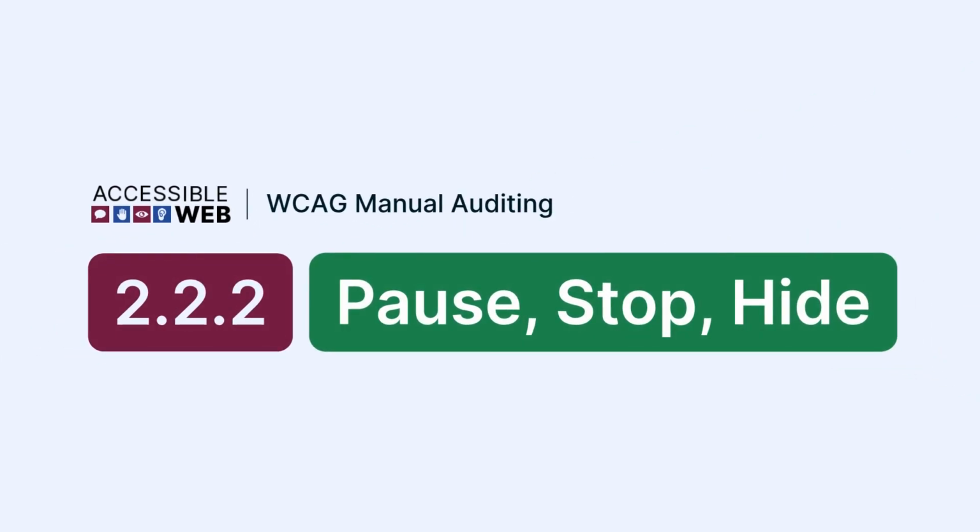Accessible Web, WCAG Manual Auditing. Success Criterion 2.2.2 Pause, Stop, Hide.